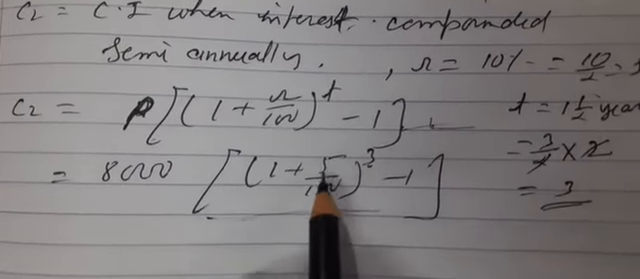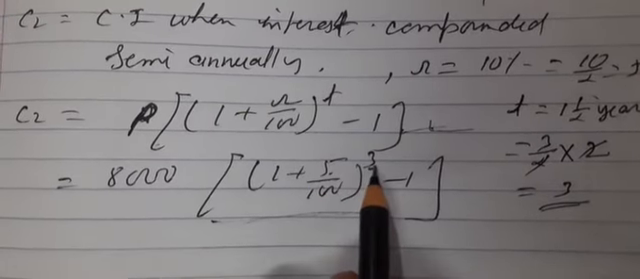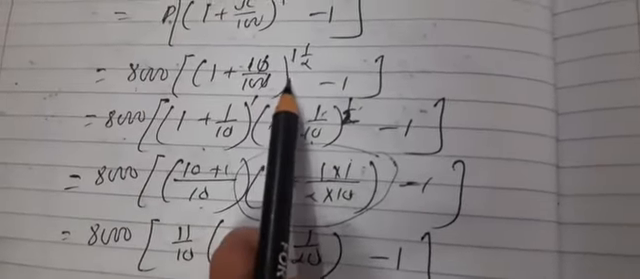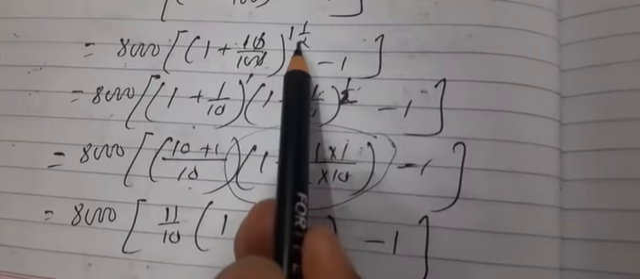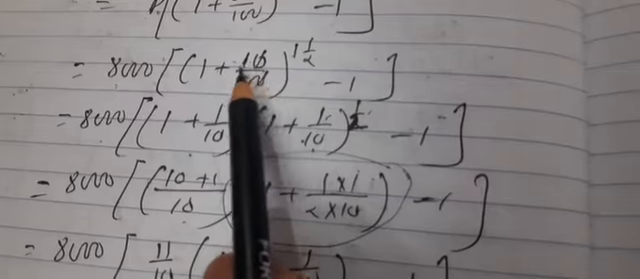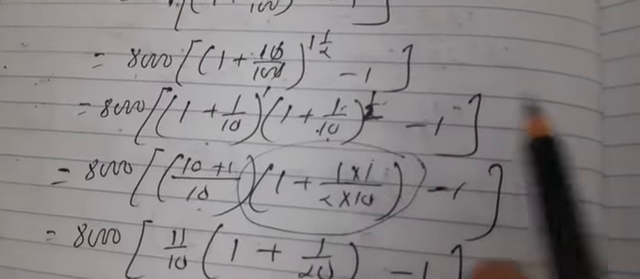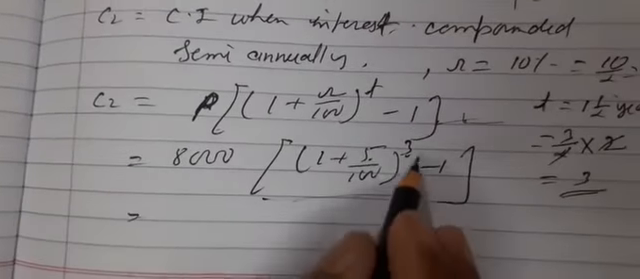Okay, please compare, show the camera this side. For semi-annually, what is changed? Rate is changed. Rate 10 became 5, timing became 3 instead of, show the previous one. For annually, interest rate was 10, timing was 1.5. For semi-annually, rate became 5, that is half of 10, and time became double of the 1.5, that is 3. Please come back. Okay, so now this is the change.